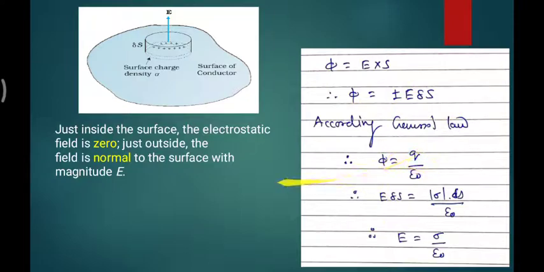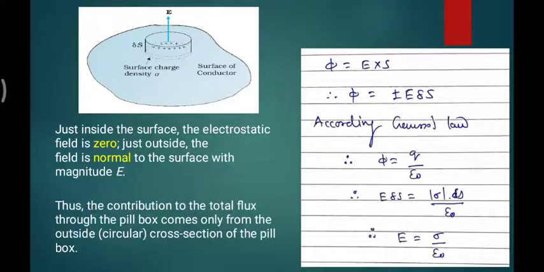Here Q is the total charge enclosed. Since we have one surface, I take the surface charge density sigma, so sigma times delta S is equal to Q. You are aware of the charge densities: line charge density, surface charge density and volume charge density, lambda, sigma and rho. So I replace the total Q with sigma times delta S. Delta S cancels out, so E is equal to sigma upon epsilon 0. This is the electric field at the surface.